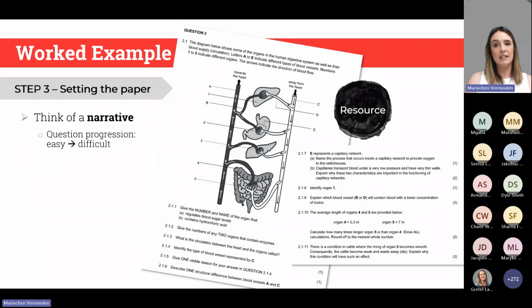Letters A to E indicate different types of blood vessels, and numbers 1 to 5 indicate different organs. The arrows indicate the direction of the blood flow. So the stem of the question already orientates learners to the fact that there are 2 systems visible in this diagram, digestive system and circulatory system.